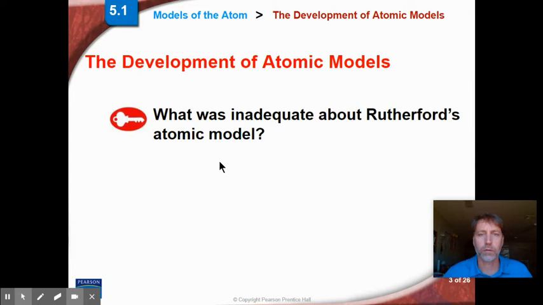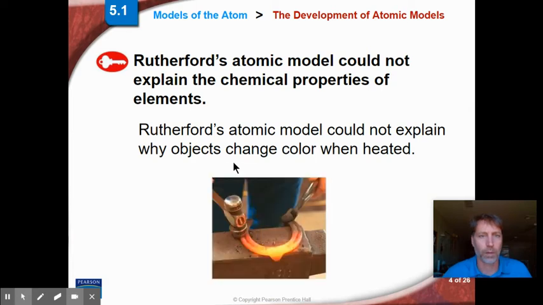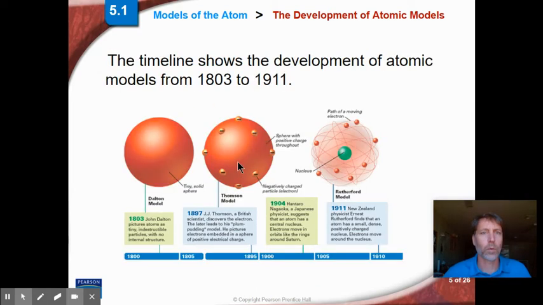What it left wanting was why do atoms change color? It wasn't able to predict or explain the chemical properties of an atom. So, for instance, why does a horseshoe glow when it's heated? Why does steel and iron glow when it's heated? So we needed some more models for that.